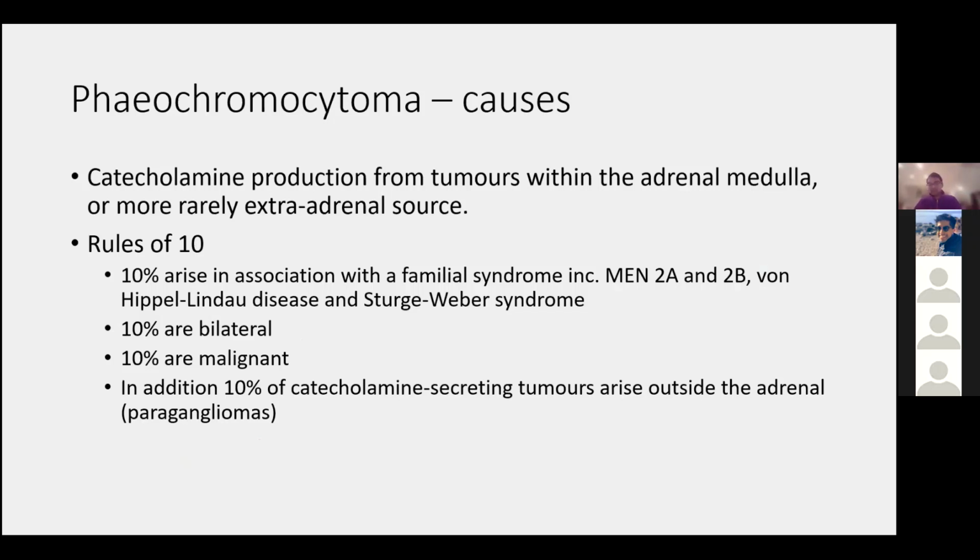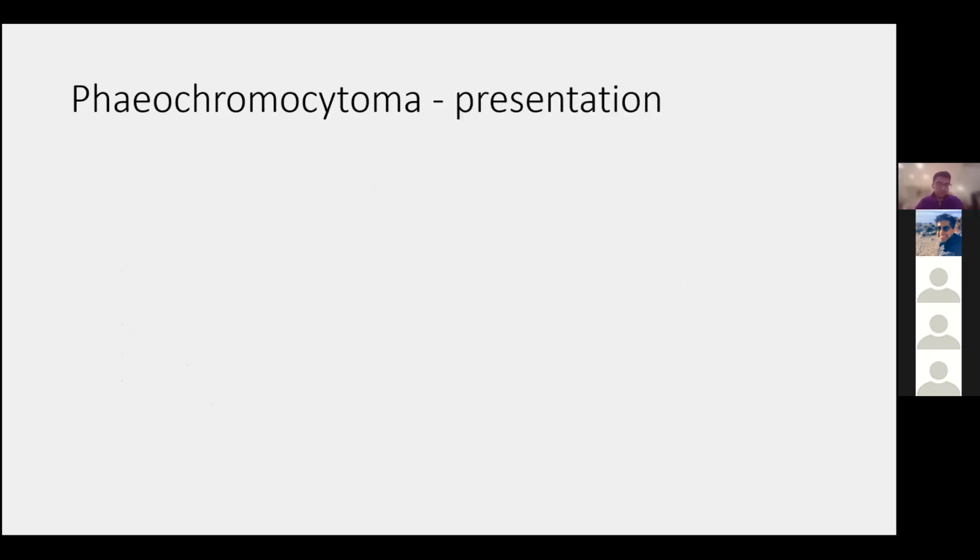What is it? So it's a catecholamine producing tumor, usually within the adrenal medulla, but more rarely from an extra-adrenal source. So there's the rule of 10 when thinking about the causes of this. 10% are due to familial syndromes, like MEN, 10% are bilateral, and 10% are actually malignant, and a further 10% are usually found outside the adrenals, so in your sympathetic chains, that you're probably familiar with from your anatomy.